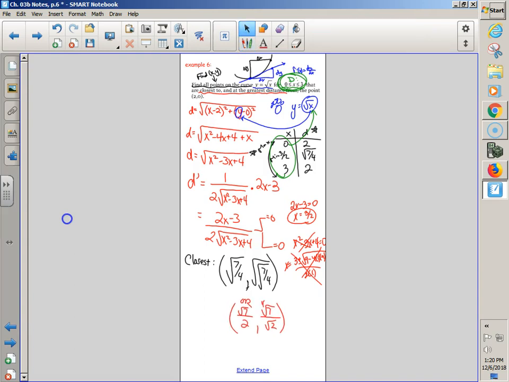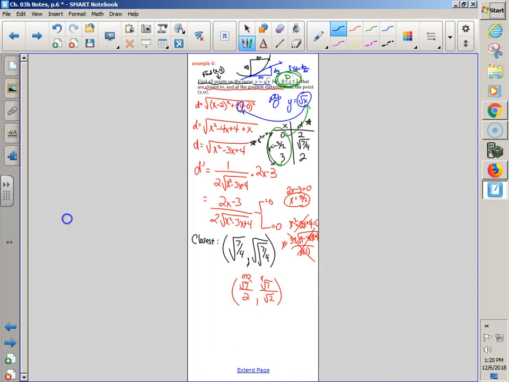Who am I still missing? The farthest, or the max. Good, so the farthest point. Farthest distance, not furthest. Farthest distance, I have a tie. Why am I not putting 0, 2, and why am I not putting 3, 2? It's not the distance, that's the y. Who's the y? Square root of 0 is 0, and square root of 3 is root 3.